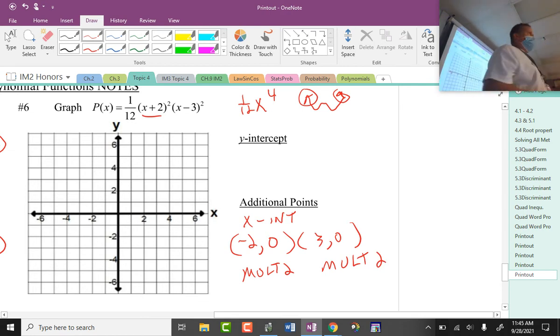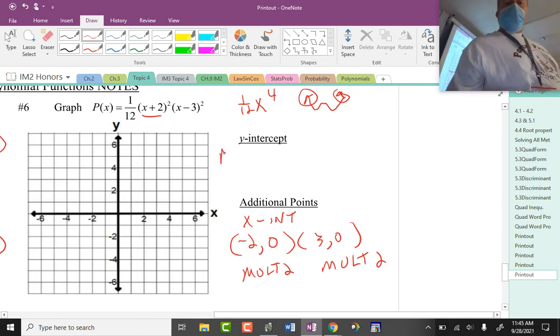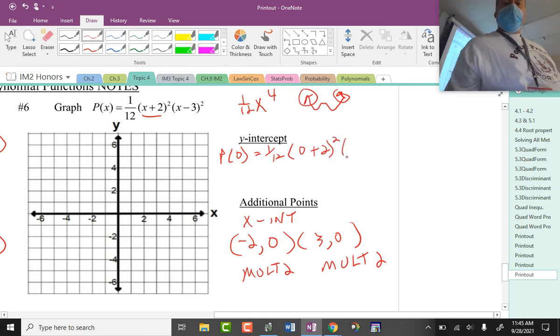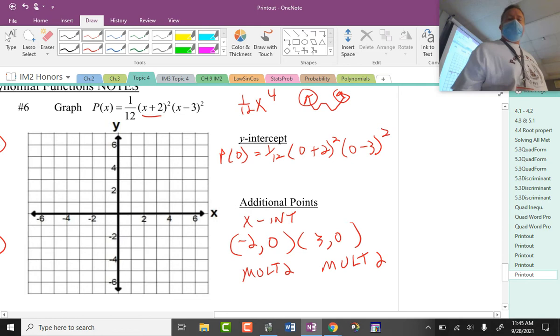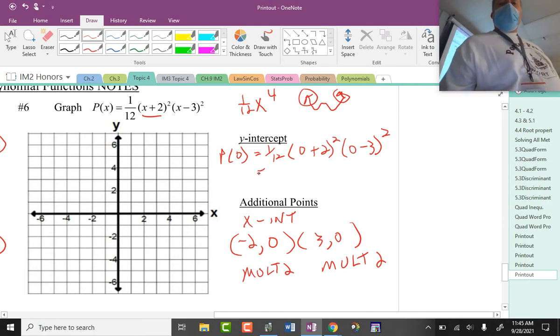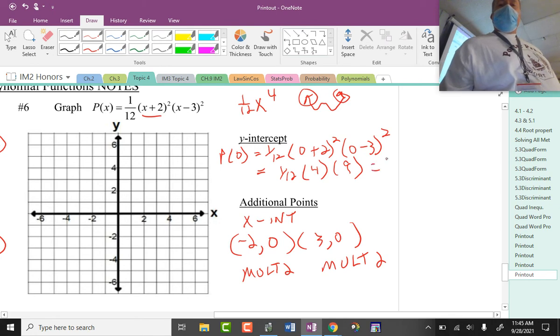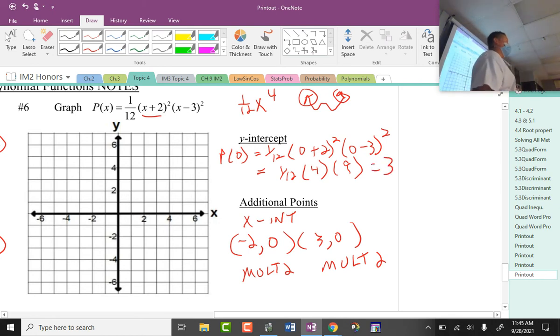Let's find that annoying y-intercept, though. This one is a little bit of an annoyance. 0 plus 2 squared. 0 minus 3 squared. Oh, it's going to be a big number. So I end up with, you might go to the calculator. Oh, this actually isn't that bad, because 4/12 is 1/3. 1/3 of 9 is 3. Nice. Is that too fast?